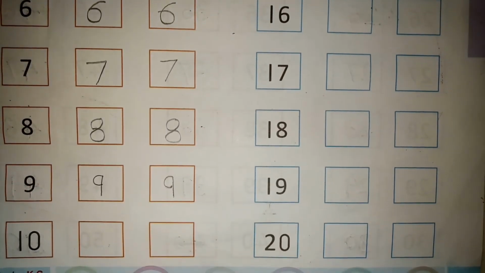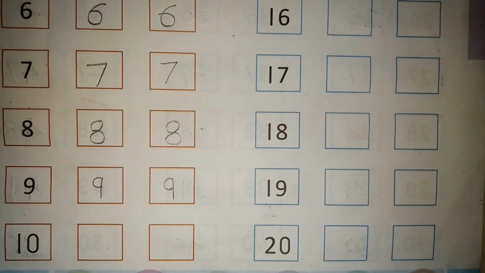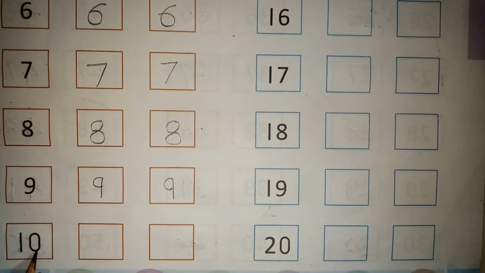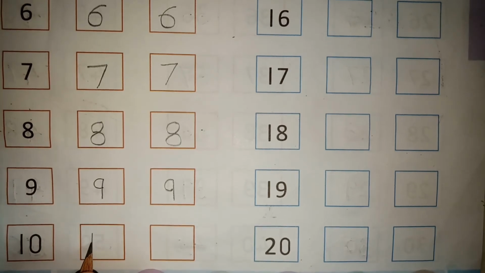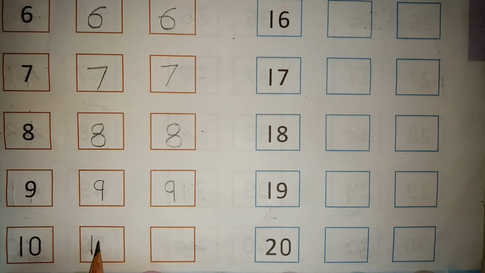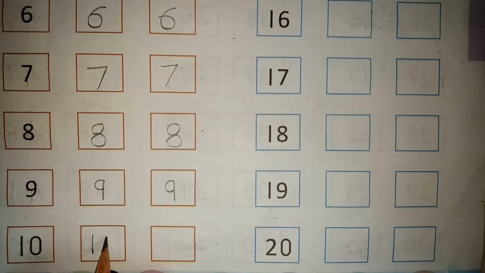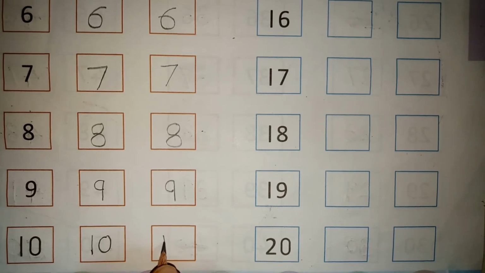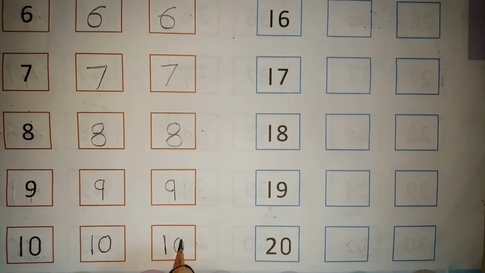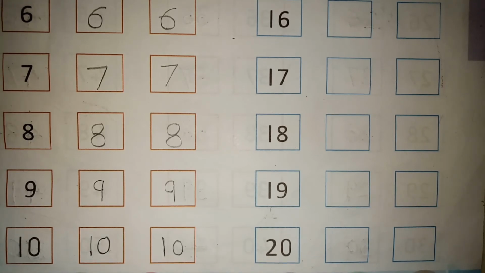Now we'll write number 10. Now you write number 10. Yes, you are correct. We need number 1 and a 0. Another 1 and a 0. 1, 0, 10.